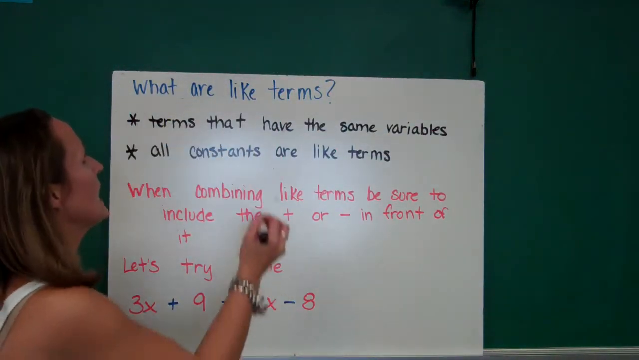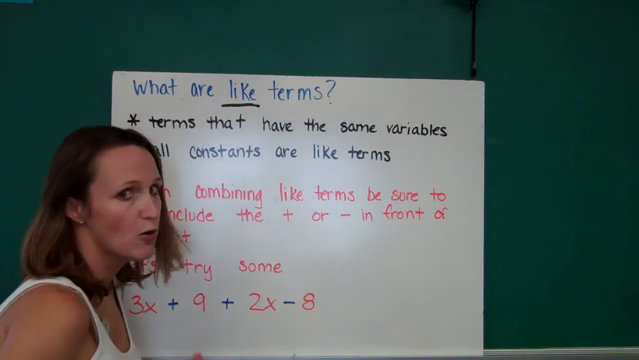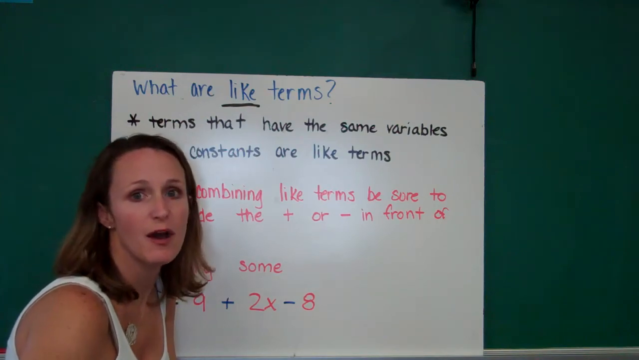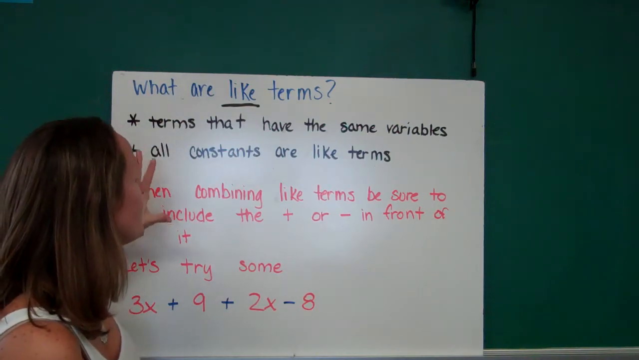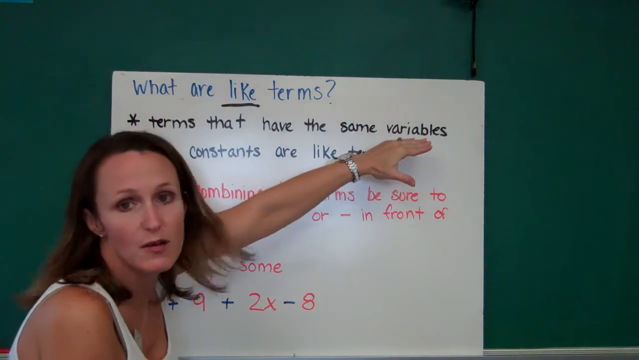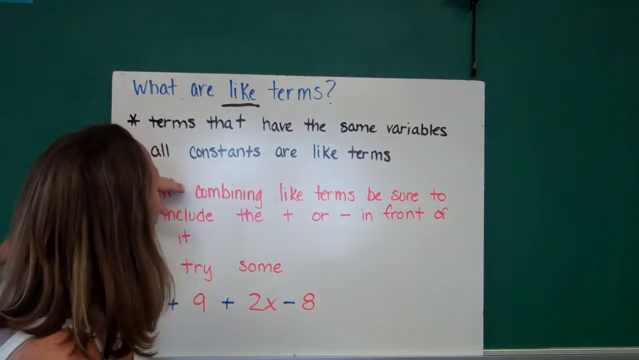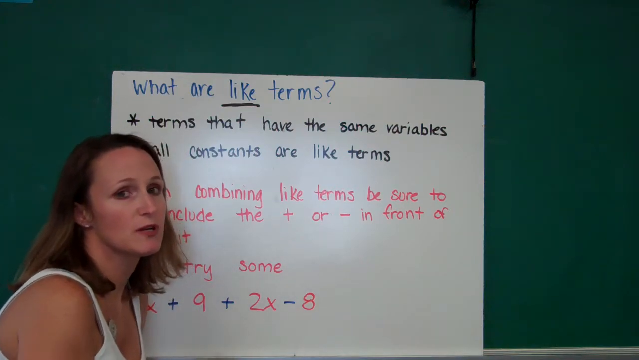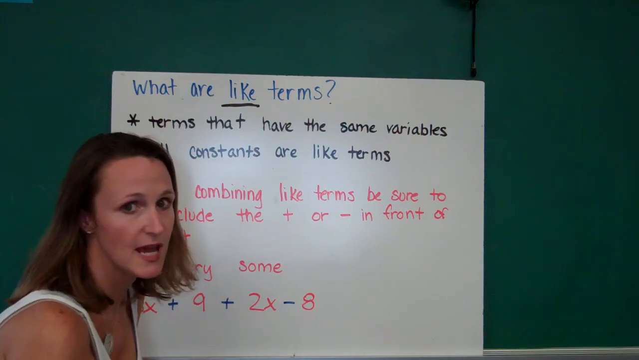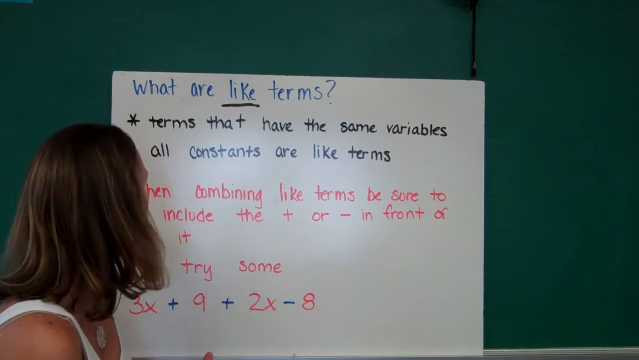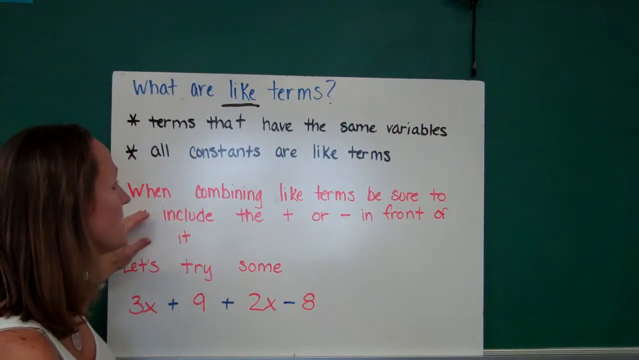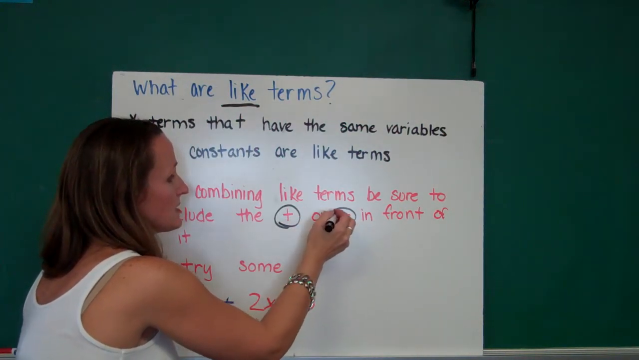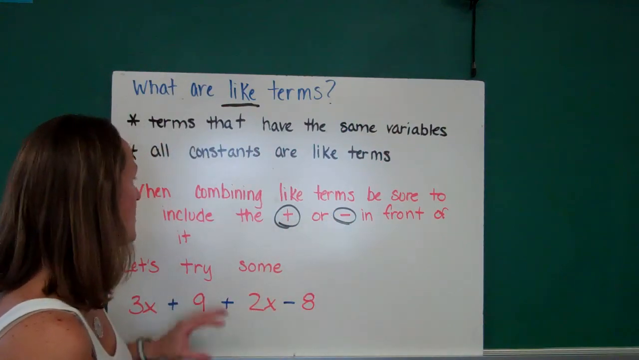We're getting a little further. So what are like terms? Well, we know what like means. If you dress alike, it means that you have on the same outfit as someone else. So like terms are terms that have the same variables. All constants are like terms. So if we have two variable expressions and we're combining things, if there's a constant such as a 10 and a 7, those are like terms. You can combine them. When you're combining like terms, you want to be sure that the plus or the minus, the positive or the negative in front of them, goes with it.